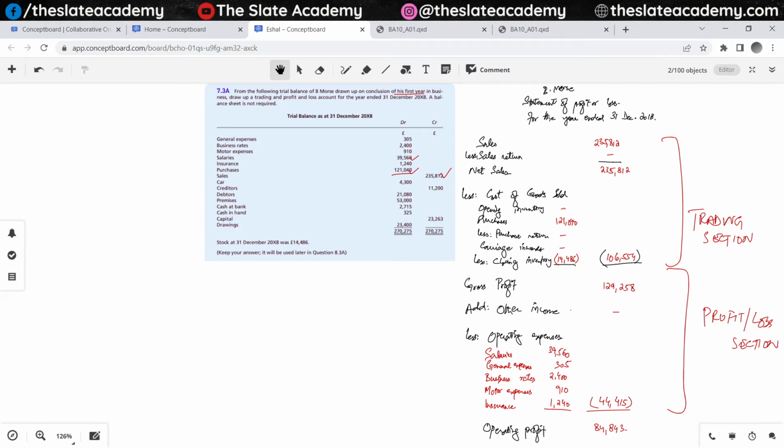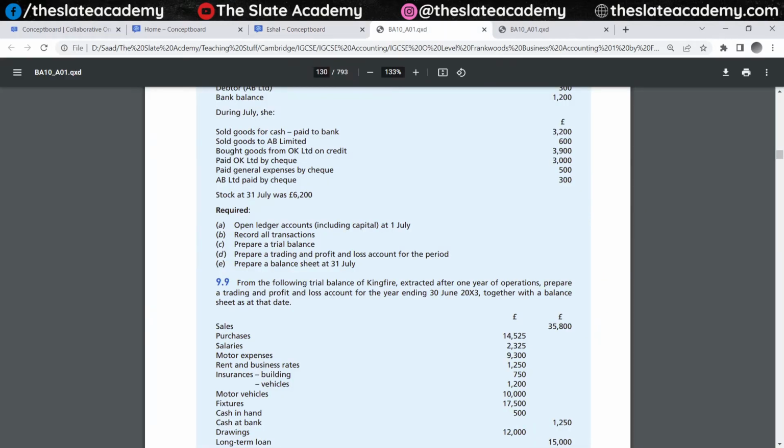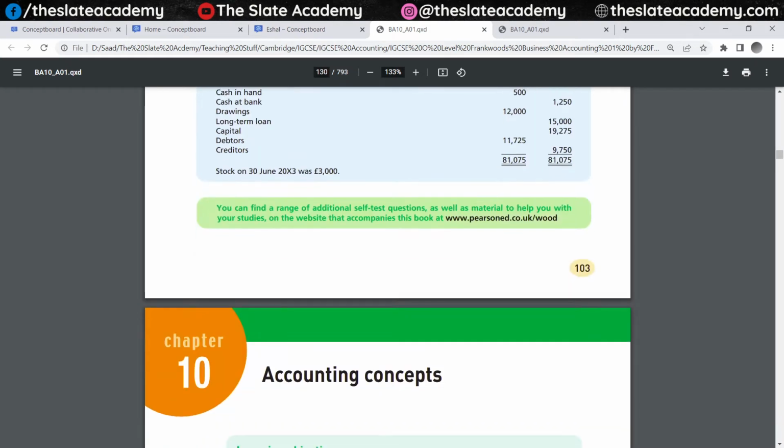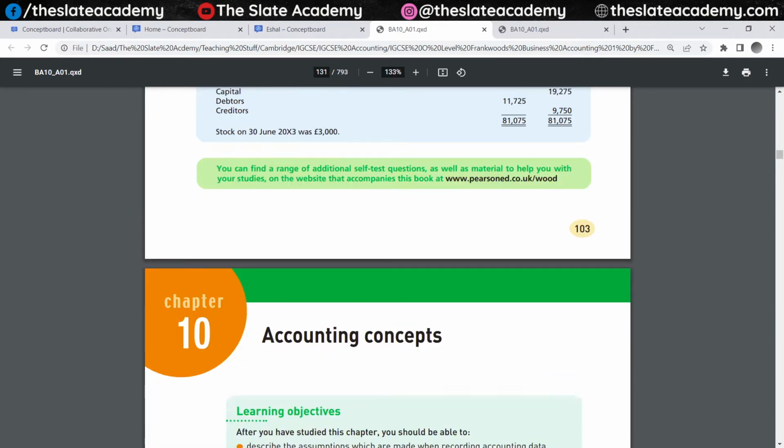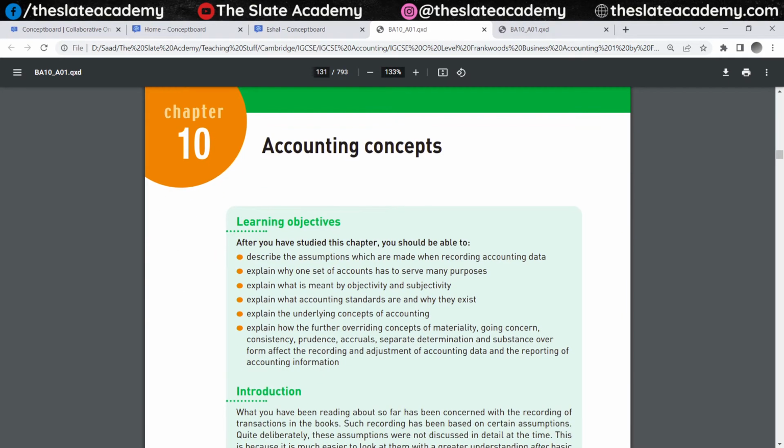There are theory questions as well. So, for example, the chapter that we're doing right now, chapter 9, after the statement of financial position chapter, is the chapter on accounting concepts. This would be pure theory. Similarly, for all the concepts that we are learning, you could be asked theoretical questions out of it.